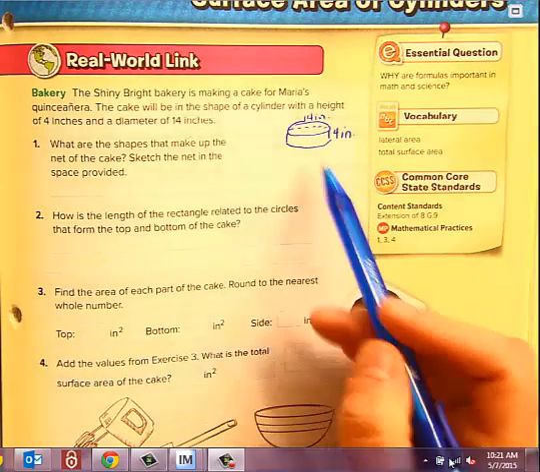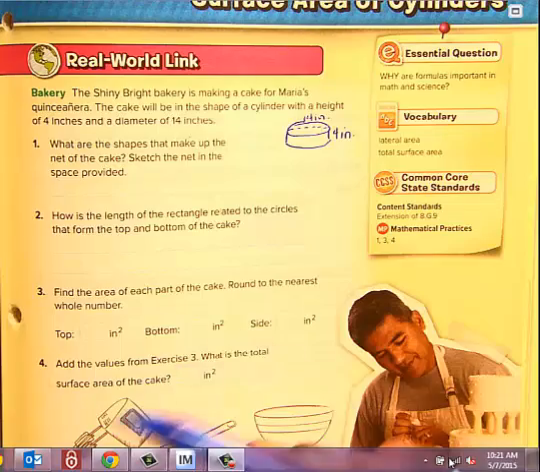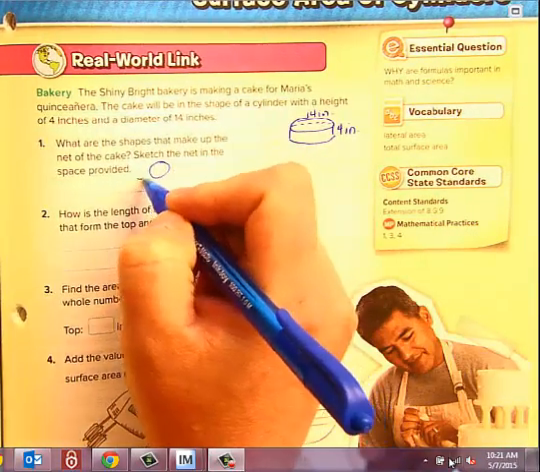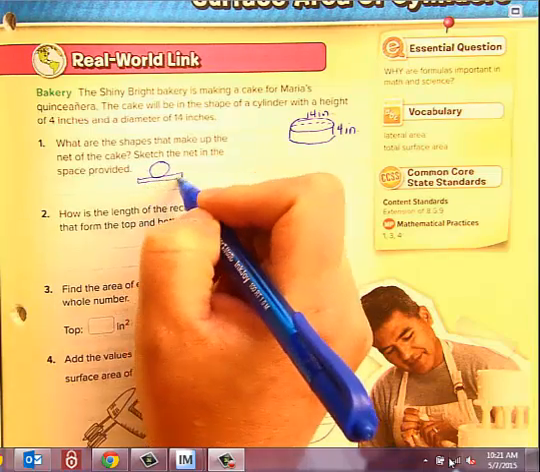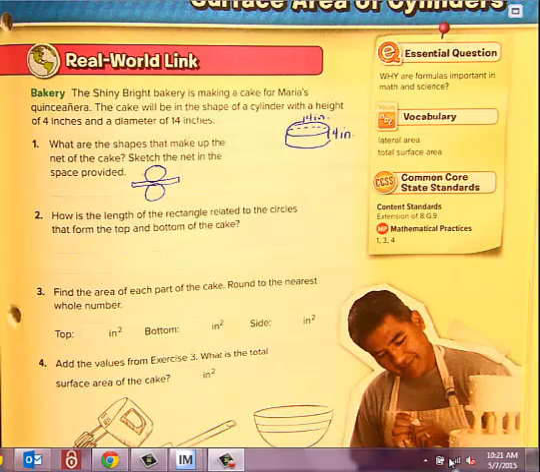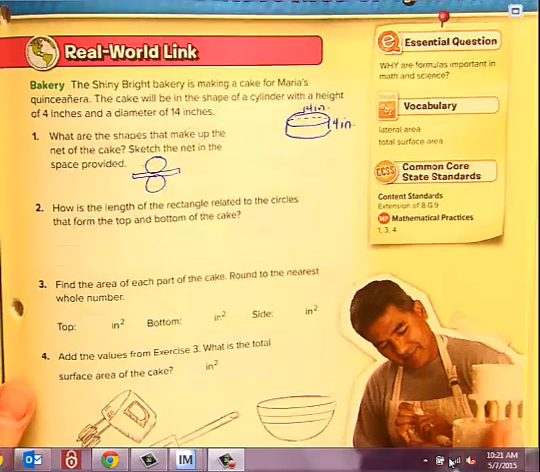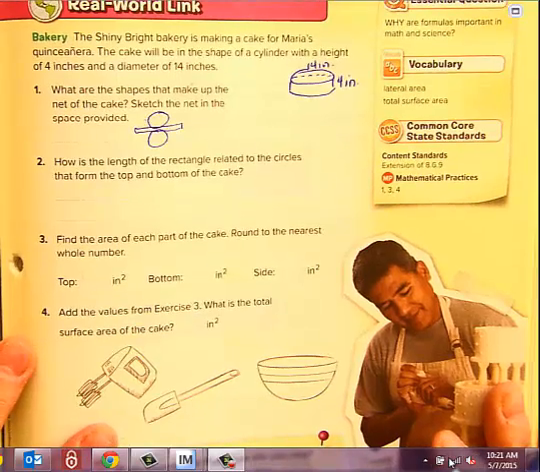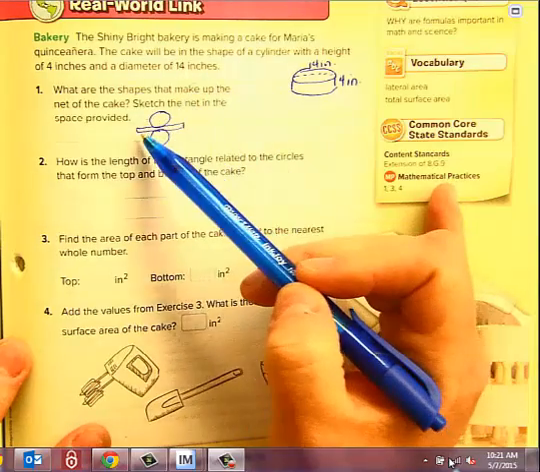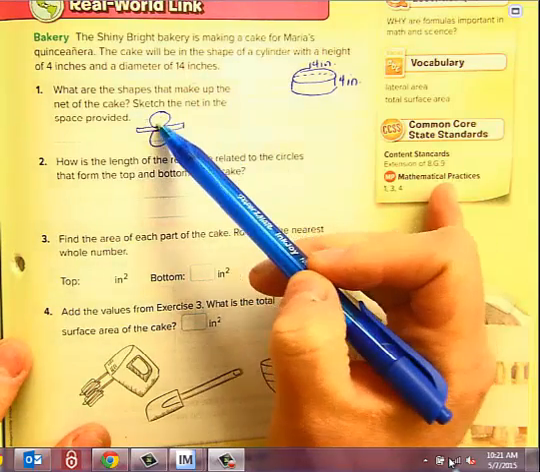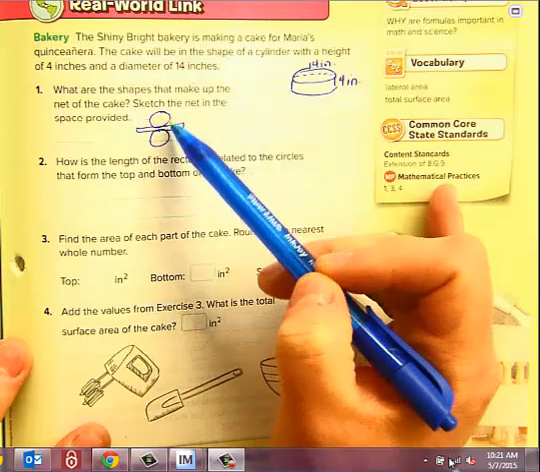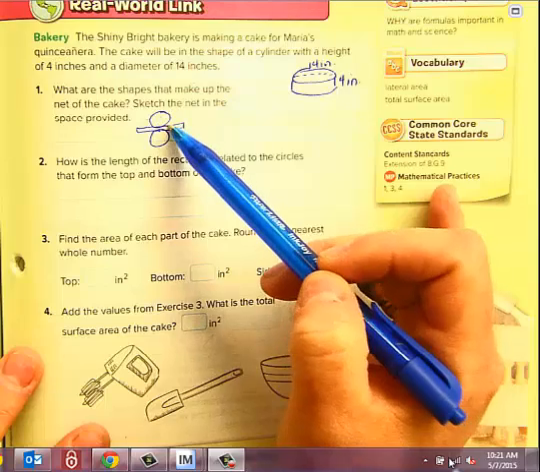Well, if I took this cake apart, deconstructed the cylinder, I would have a circle, a long rectangle, and a circle. We talked about that the other day whenever we talked about how if we opened up a cylinder, what would it look like? And then it says, how is the length of the rectangle related to the circles? The length of the rectangle, when I fold this all around, how long this rectangle is should be how big this circle is. Okay, let me think about that for a minute.